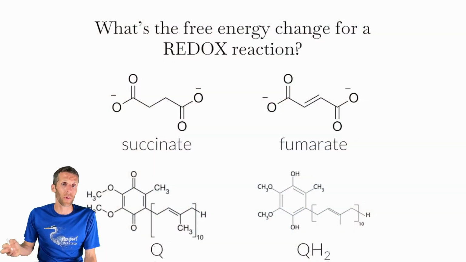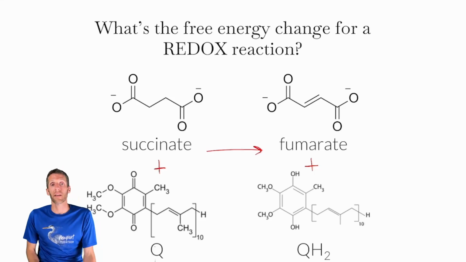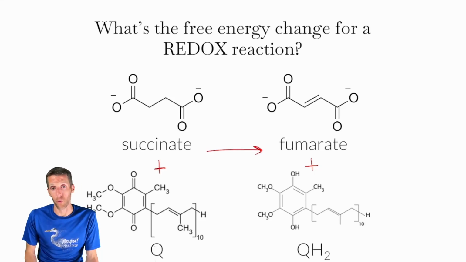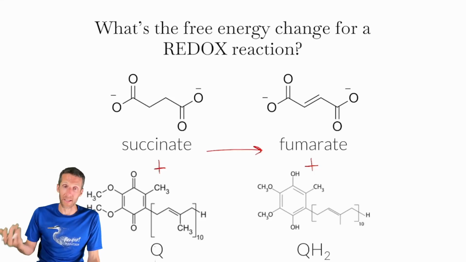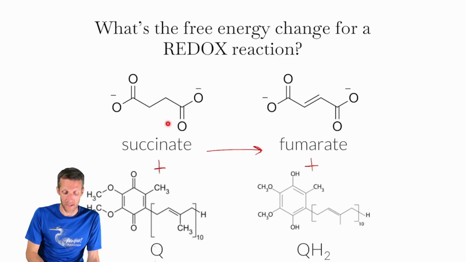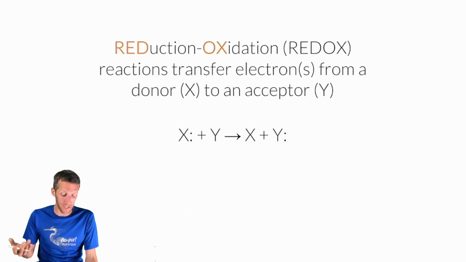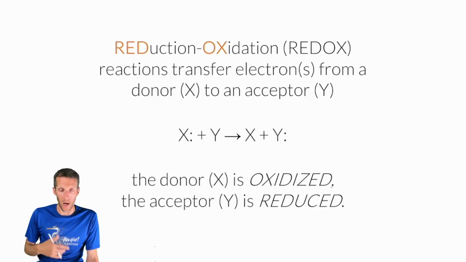So what we're going to be asking is what's the free energy change for a redox reaction? And this is actually a biological redox reaction that happens in the citric acid cycle. We take succinate and we react with this molecule ubiquinone, which I'm just going to call Q, and we form fumarate and QH2. And so what we're seeing is electrons are being transferred from succinate onto Q to make fumarate and QH2. A quick reminder, a redox reaction is just a reaction where we're transferring electrons from a donor to an acceptor. And we're going to be using the language that when this happens, the donor is being oxidized and the acceptor is being reduced.